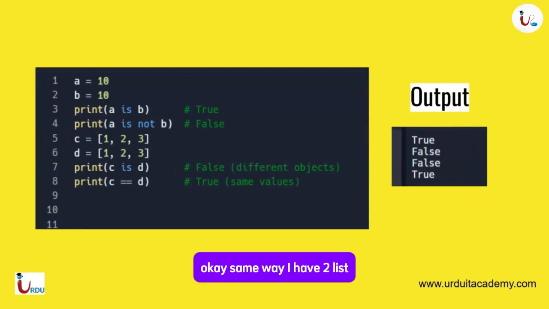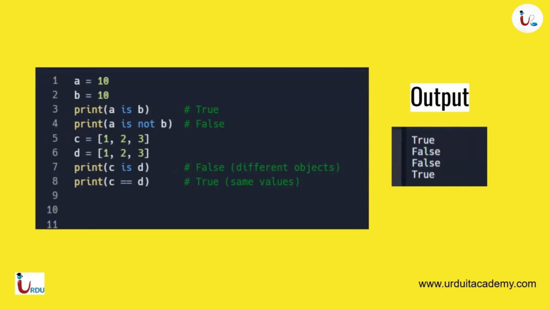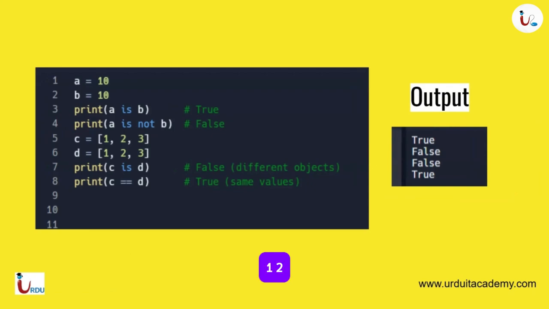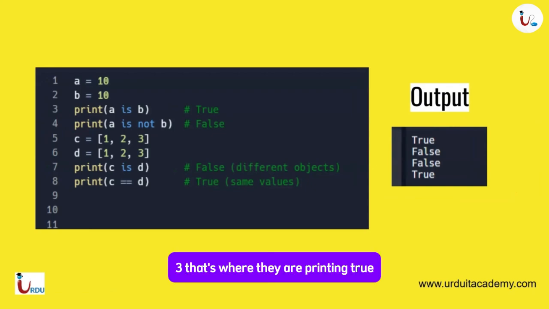Okay. Same way I have two lists. List C equal to 1, 2, 3. List D equal to 1, 2, 3. Whenever I'm printing C is D, it's printing false because both are different objects, both are different lists, right? But whenever I'm printing C equal equal to D, they are comparing the values inside the lists. Both the lists C and D have the same values, right? 1, 2, 3. That's why it is printing true.